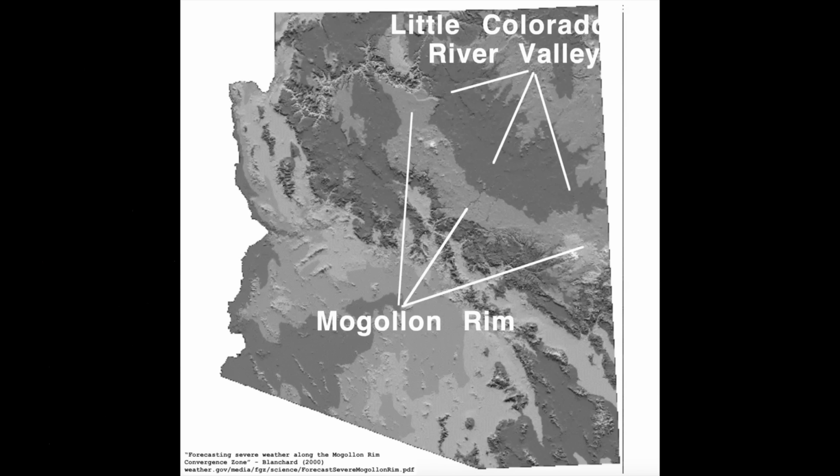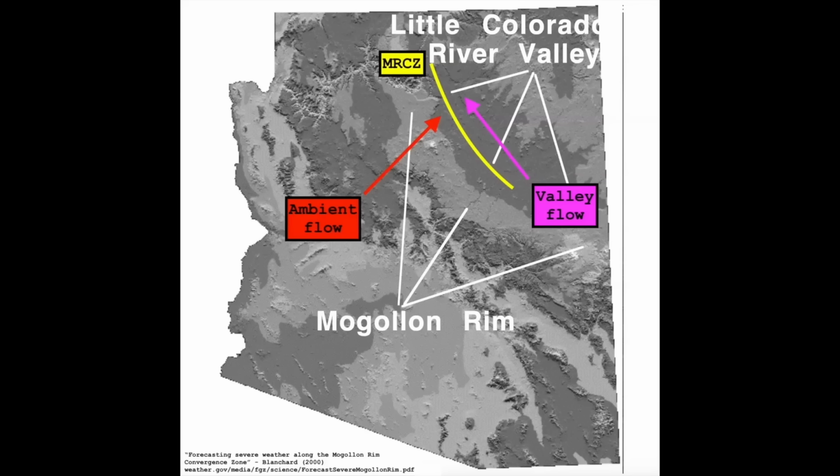Within the Little Colorado River Valley, winds typically flow from southeast to northwest overnight through the morning and early afternoon. When the background flow takes on a westerly component, winds converge within the river valley, and the development of the MRCZ occurs. The Denver Convergence Vorticity Zone, or DCVZ, in northeast Colorado is another notable one.